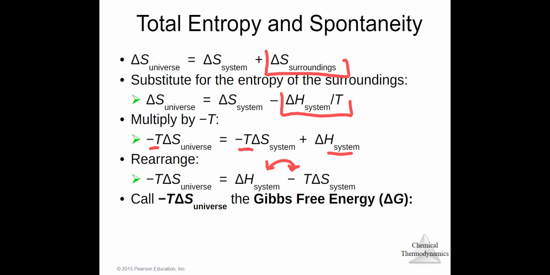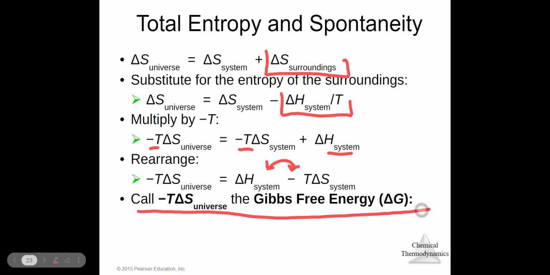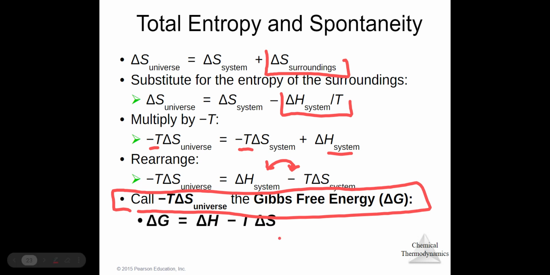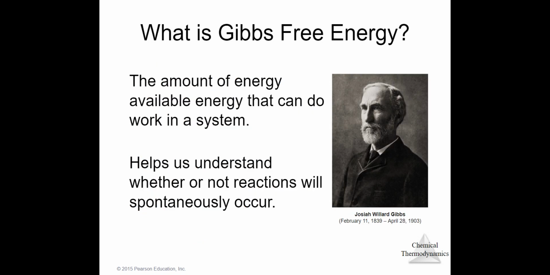Now the negative T delta S, this part, we're going to call this something new. So this is going to be delta G, otherwise known as Gibbs free energy. And that's how we end up with this equation here, which I unfortunately wrote over, that delta G is equal to delta H minus T delta S. Oh no. So this Gibbs free energy is going to be a really important equation that we're going to use. What the heck is it? Gibbs free energy is the amount of energy available to do work in a system.